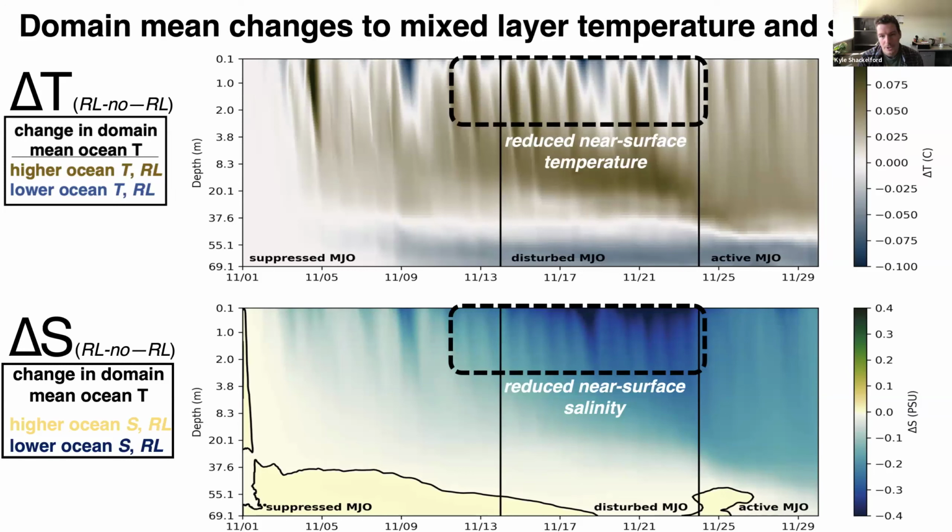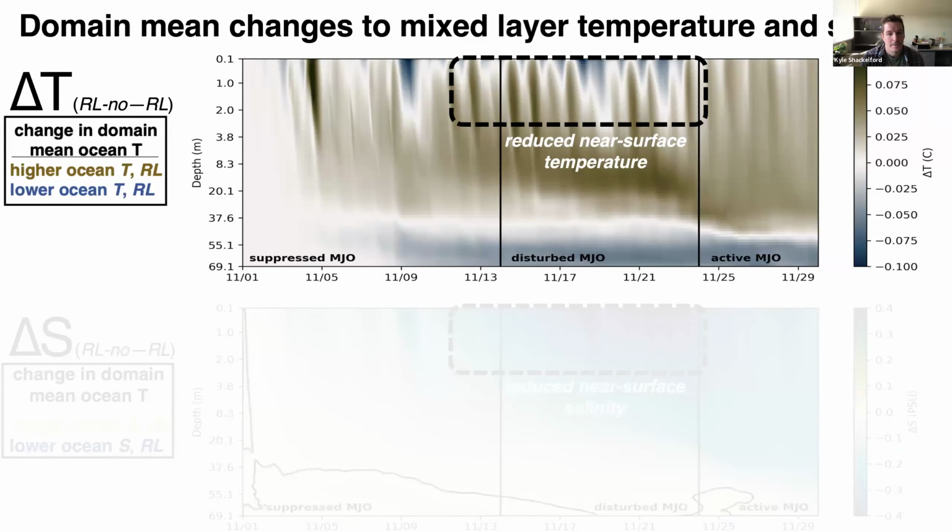And so during this MJO disturbed phase, when we said we expected to see rain layers forming most frequently, we can see this evident in the domain mean temperature and salinity differences in the near surface ocean between the two simulations, where with rain layers, you have reduced near surface temperature. You additionally have greatly reduced near surface salinity. So this is just a signature of rain layers showing up from a domain mean perspective and the difference between our two simulations.